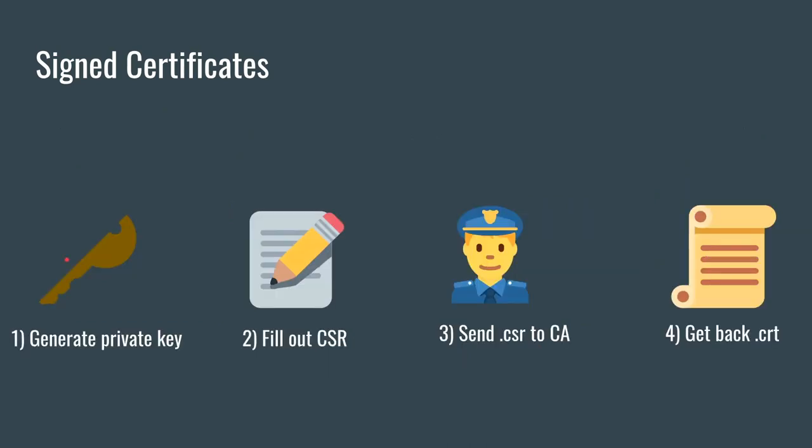If you're a server administrator and you want to get a new certificate from a CA, you'll generate a private key. You'll fill out a certificate signing request, which we'll look at in a second. You'll send that request to the CA. The CA will verify that you own that domain, and then they'll send you back a certificate file that you can then place on that server.